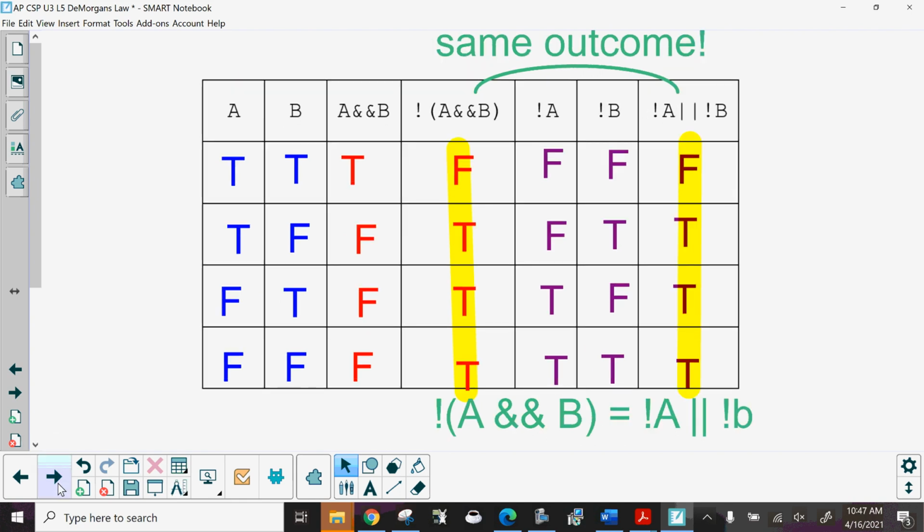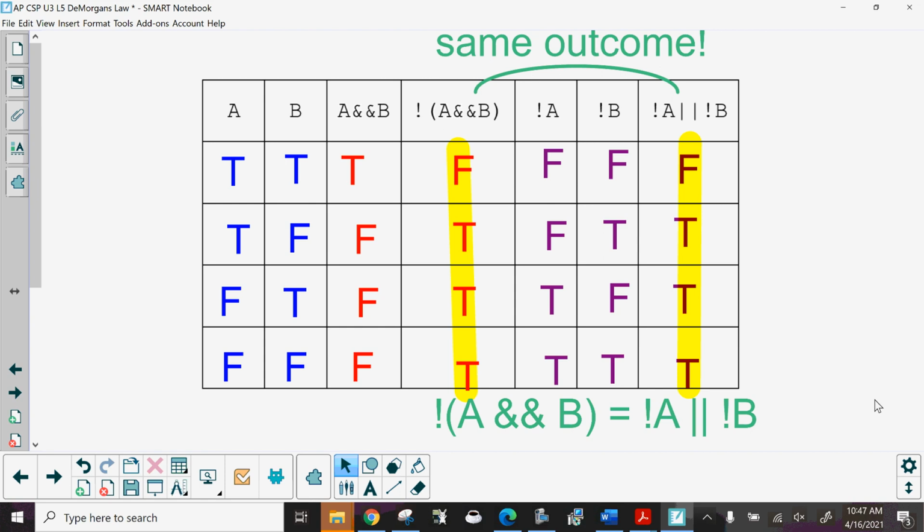How about this one? It's the same thing, except notice here I've got the not on the (A and B), and over here it's not A or not B. Notice I get the same outcome. So not (A and B) is the same as not A or not B. And again, I don't know why my capitals aren't working there.